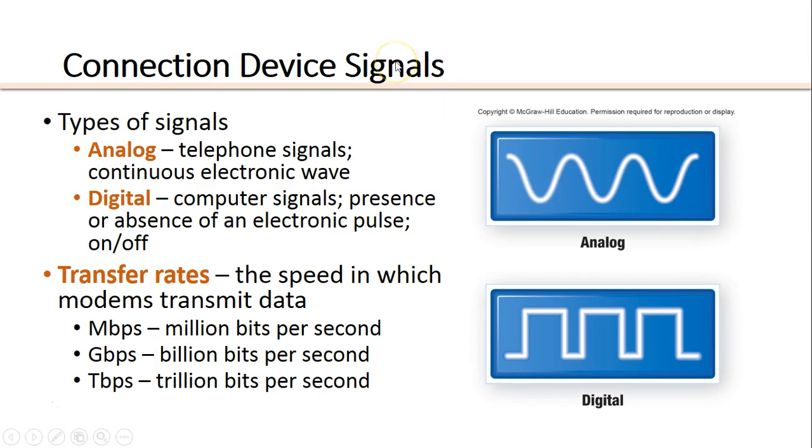So signal, just now we are talking about signal, analog and digital. So there are two types of signal actually. We have analog and digital. So as you can see, analog is like a telephone signal, continuous electronic wave. This is analog, it's a varying and continuous wave. Digital signal is a computer signal, presence or absence of an electronic pulse, on or off.